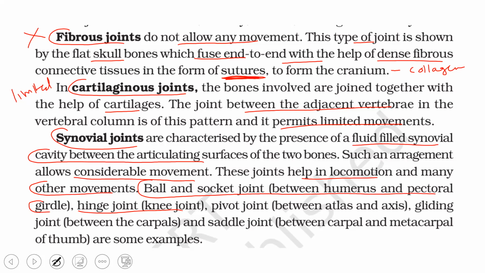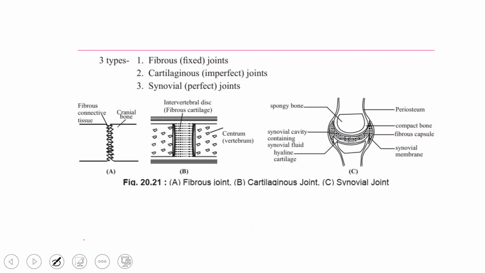Knee joint is in the legs. Pivot joint is in the atlas and axis. Gliding is between the carpals and the tarsals, also in our hands. Saddle joint is in the carpal and metacarpal of the thumb. So these are some types. I will take them in detail, beta.